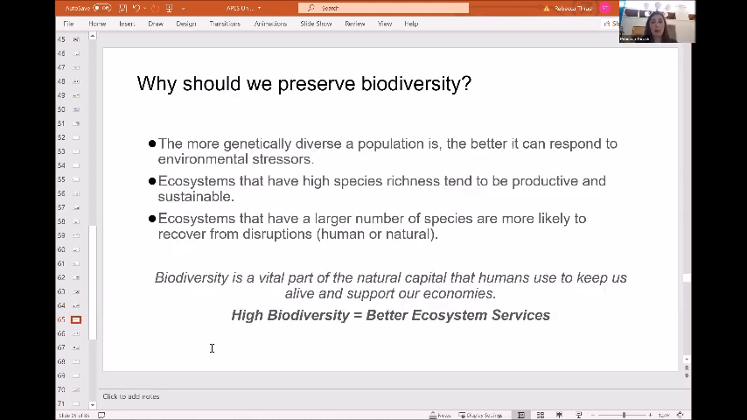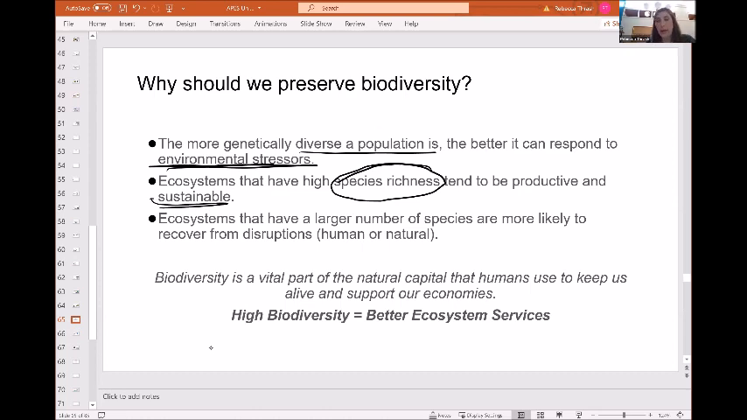Now, why do we care, right? Well, we've talked about how a diverse population better responds to environmental stressors. But there's also some good things that humans want from this, right? If we have an area with high species richness, that tends to be more productive and sustainable. Like, I don't know about you guys, but I like to eat food sometimes.